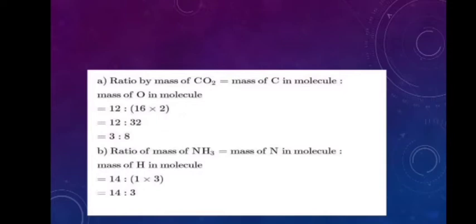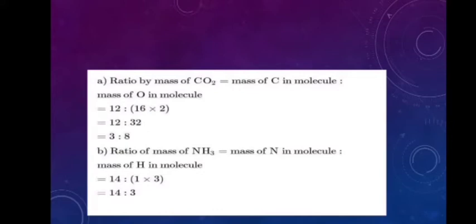The compound, for example, carbon dioxide is formed when the elements carbon and oxygen chemically combine in a fixed ratio. The ratio by mass of carbon dioxide is equal to the mass of carbon in the molecule to the mass of oxygen in the molecule. 12 ratio 16 multiplied by 2. The 12 is the atomic mass of carbon and 16 is the atomic mass of oxygen. Oxygen के 2 elements हैं, multiply by 2 is equal to 32. 12 ratio 32 is equal to 3 ratio 8 by mass.